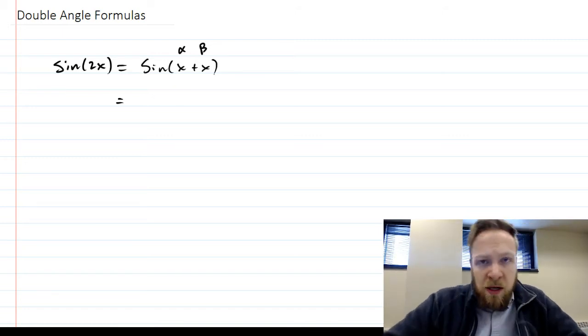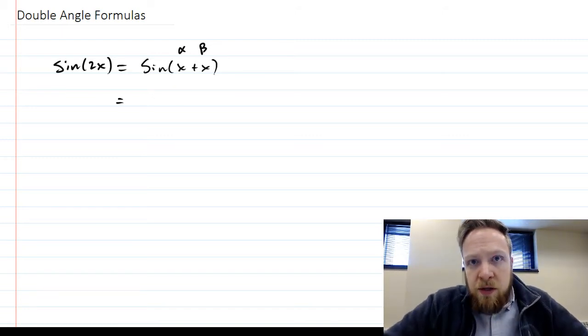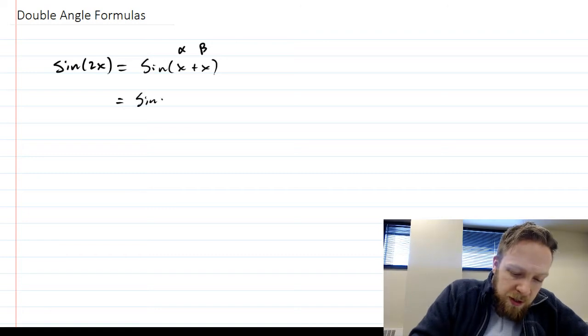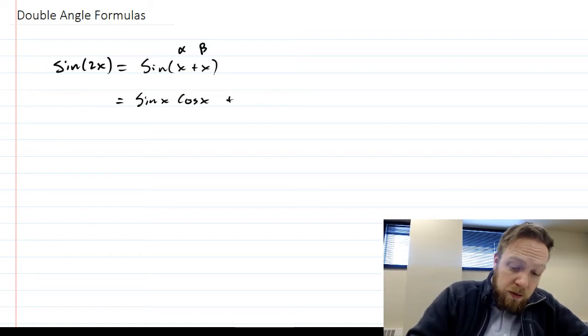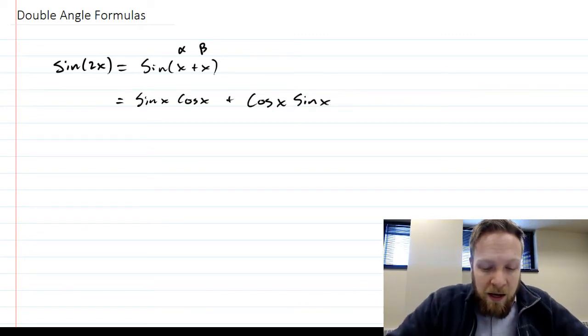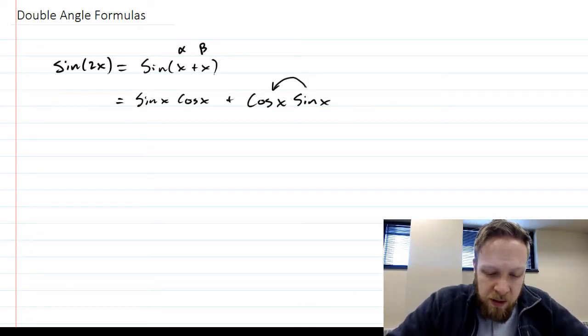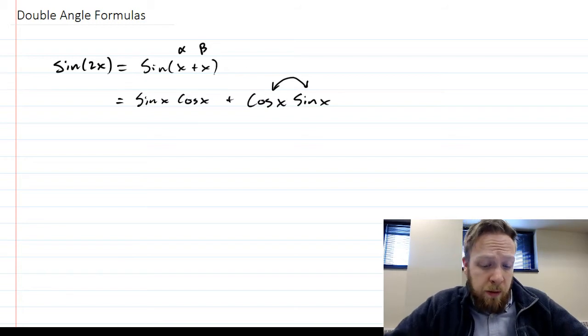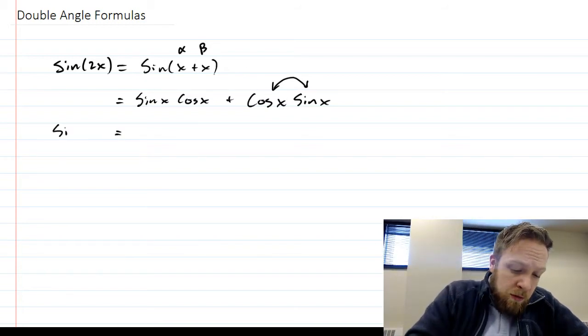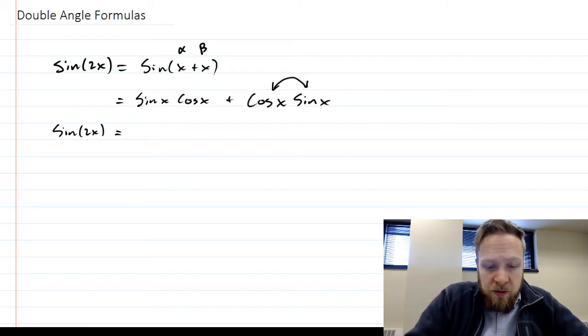And remember, sine angle addition is sine, cosine, cosine, sine. So this would be sine of x, cosine of x, plus sine of x, cosine of x. So we should be really writing it like this. And I was thinking in my head already that cosine and sine, because they're being multiplied, they can be flipped around. It's called commutative. You can flip the order in which you multiply. If you flip them around, what you get is sine of 2x is the same as 2 sine x cosine x.